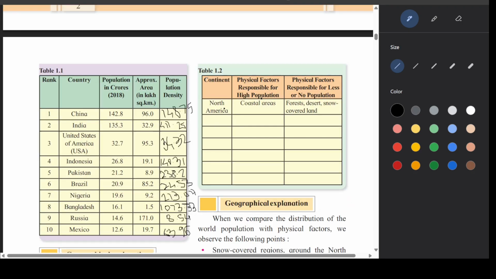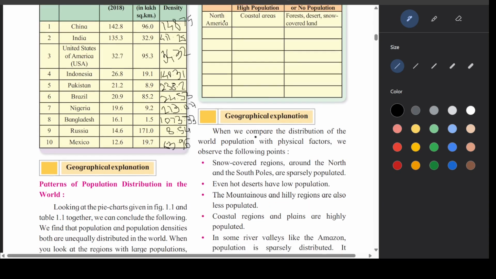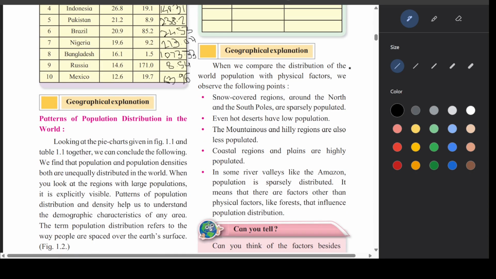Physical factor responsible for high population. Physical factor responsible for less population or no population. You have to complete this table. Next, when we compare the distribution of world population with the physical factors, we observe the following points.